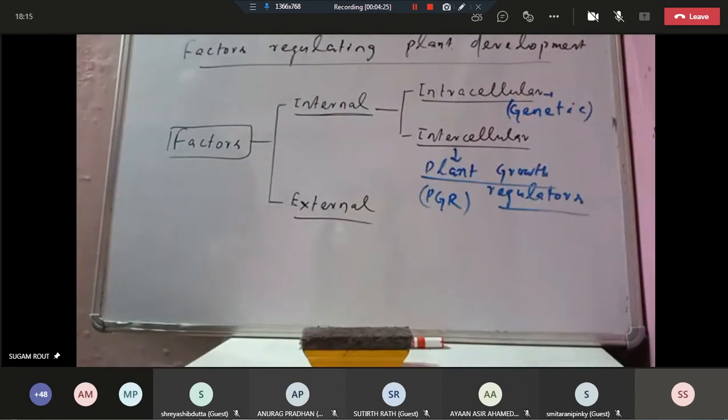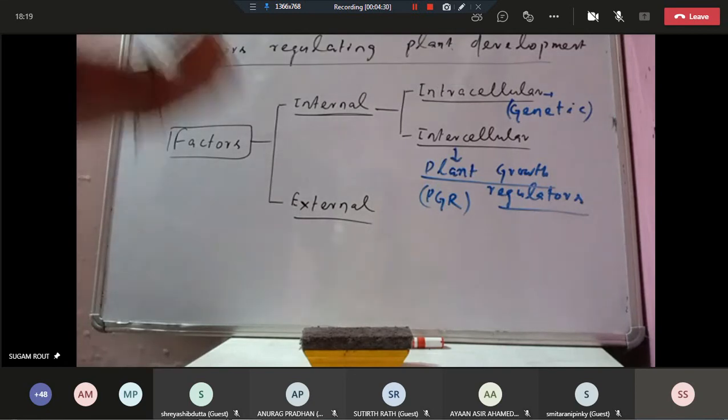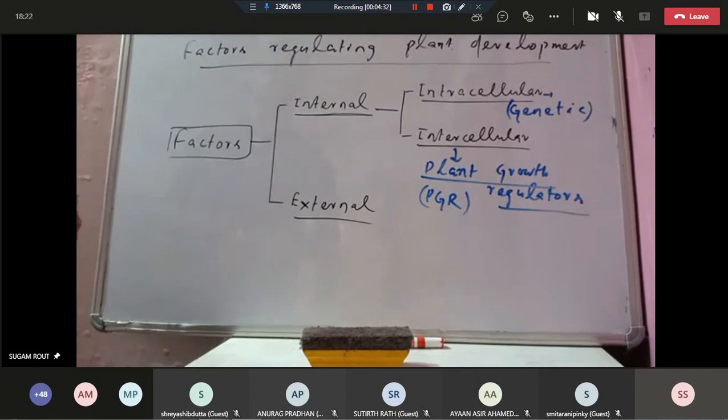Multiple choice question: which of the following is an intercellular internal factor of the plant cell? That is phytohormones.